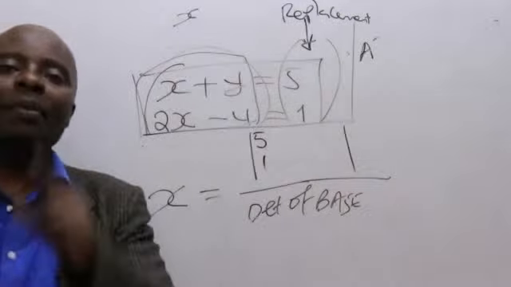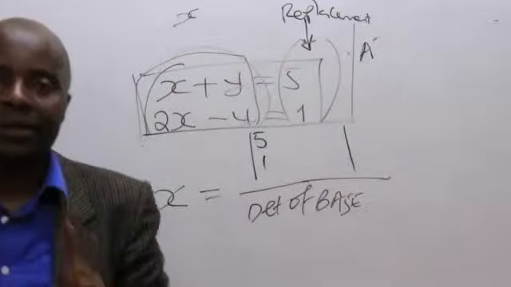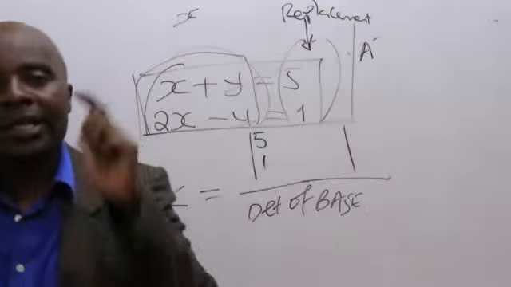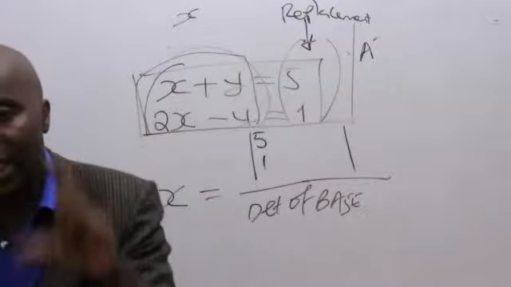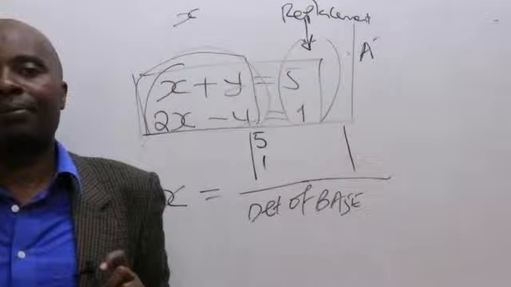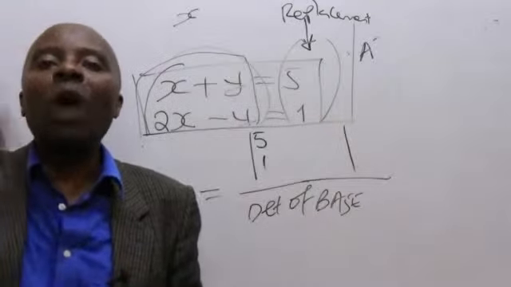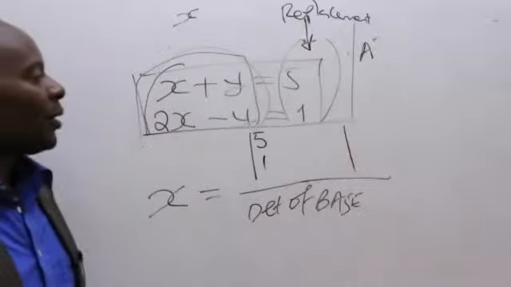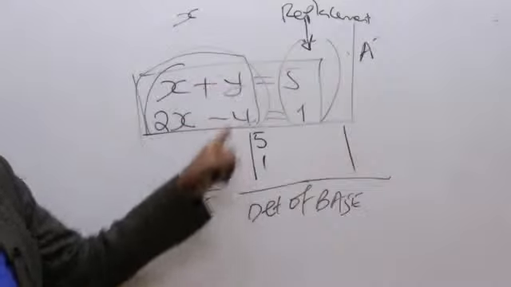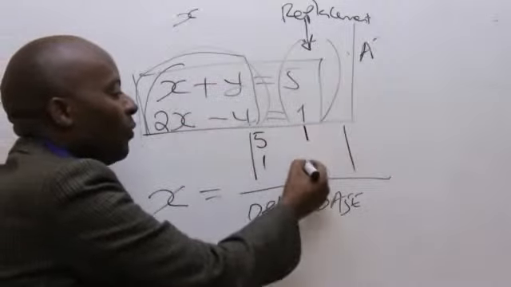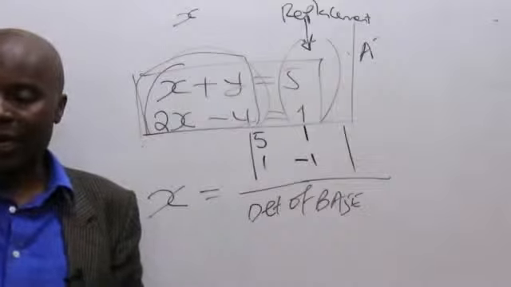And if column X has disappeared, then the column Y has to remain. So what I've said is that if I want X, the column of X must disappear. And if the column of X disappears, the column of Y must remain. So Y column is column number 2, and I know what the coefficients of column Y are. Coefficients here are 1 and minus 1, like that.